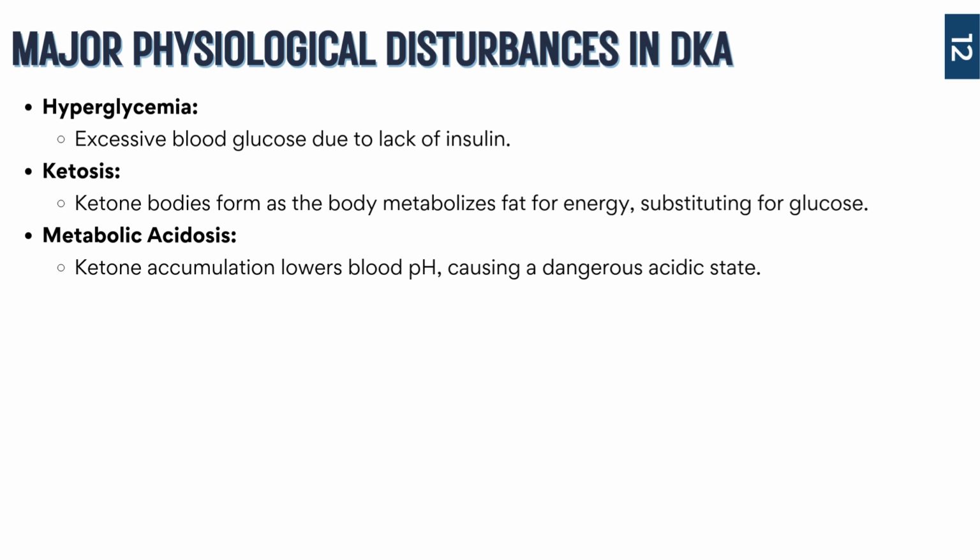They don't happen without the other one. They're all happening at the same time. Hyperglycemia leads to ketosis, and ketosis leads to acidosis. Together, they create that dangerous condition that we call DKA, which requires urgent and immediate intervention.